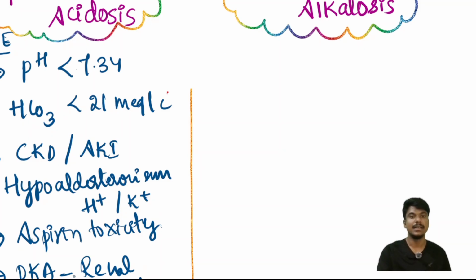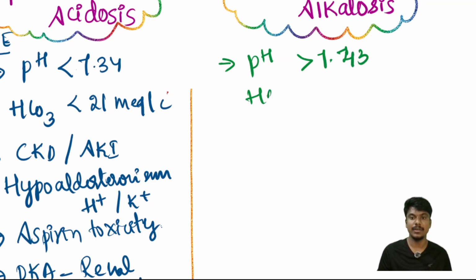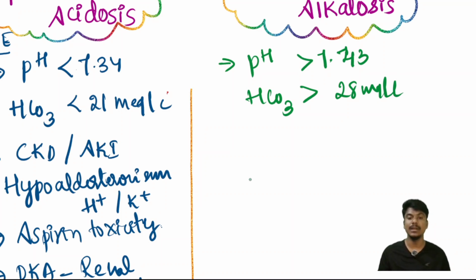The next condition is called metabolic alkalosis. What do you mean by metabolic alkalosis? Here the pH is more than 7.43, and the bicarbonate level will be more than 28 milliequivalents per liter. I told you respiratory is opposite and metabolic is equal. In this condition there is more washout of acid and more H plus ion loss. We call that condition alkalosis.